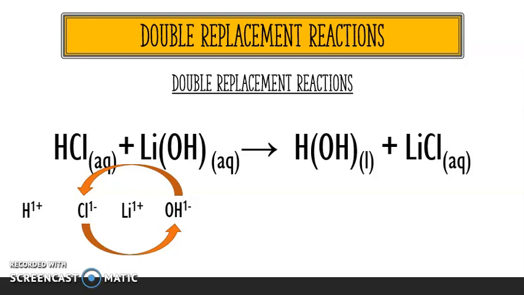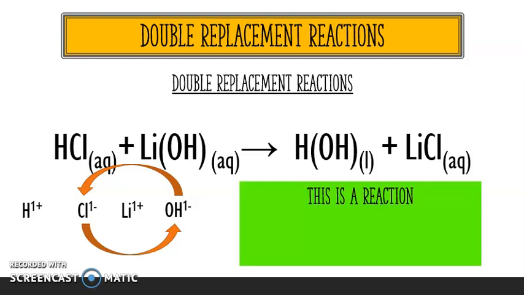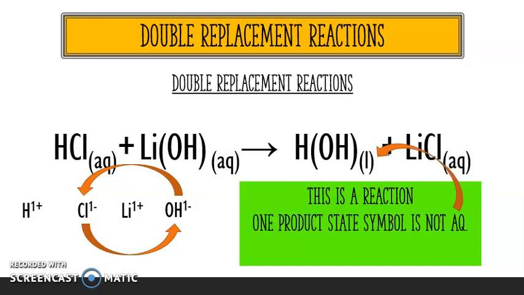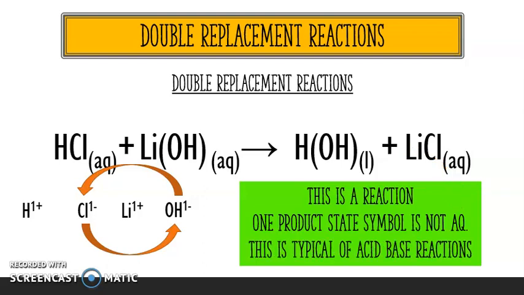Now, what's very interesting is because we have water forming and because his state symbol is liquid and not AQ, this is a chemical reaction. Remember that in order for one of these double replacement reactions to occur, one of the product state symbols has to be something different than AQ. So in this case, again, H2O, that's not AQ, that's liquid. This is a reaction, and this is very, very typical of your acid-base style double replacement reactions.